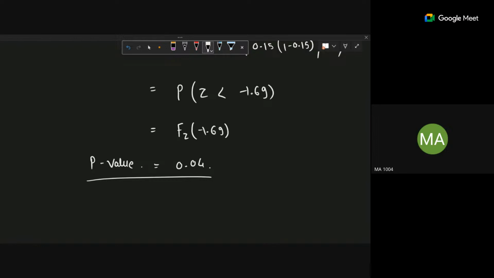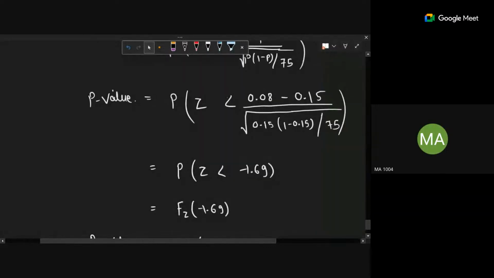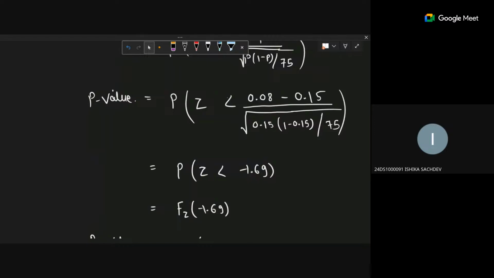Okay, so let's move to the next question. Ma'am, I'm getting F(Z) of 1.81. Okay, with that calculation, F(Z) of minus 1.81. Wait, this calculation, you are getting what? F(Z) of minus 1.81.